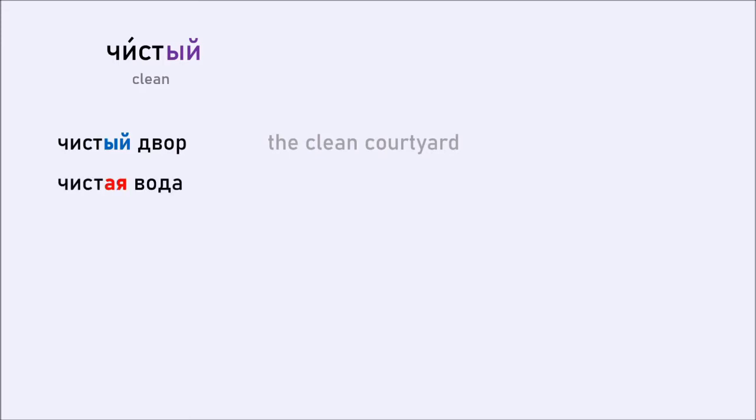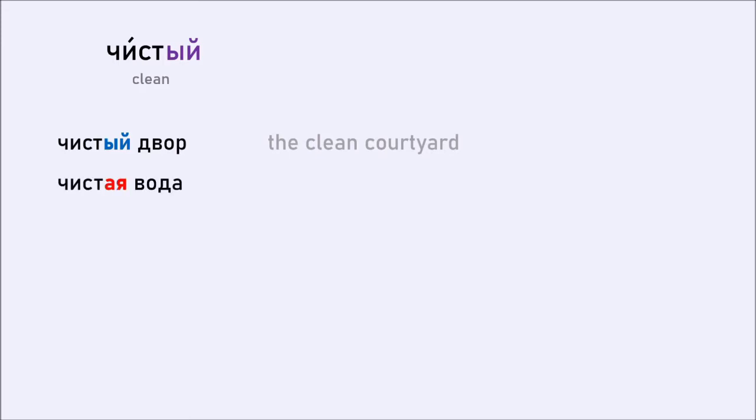Another example, чистый, which means clean. Now you try saying yourself. How would you say the clean courtyard in Russian? You try it yourself first. Yes, it would be чистый двор. We don't need to do anything to the adjective because remember, it's always given in its masculine form straight away. Чистый двор. Okay, now how would you say clean water? Try and remember the gender of the noun water. Okay, so it's feminine, therefore it would be чистая вода.